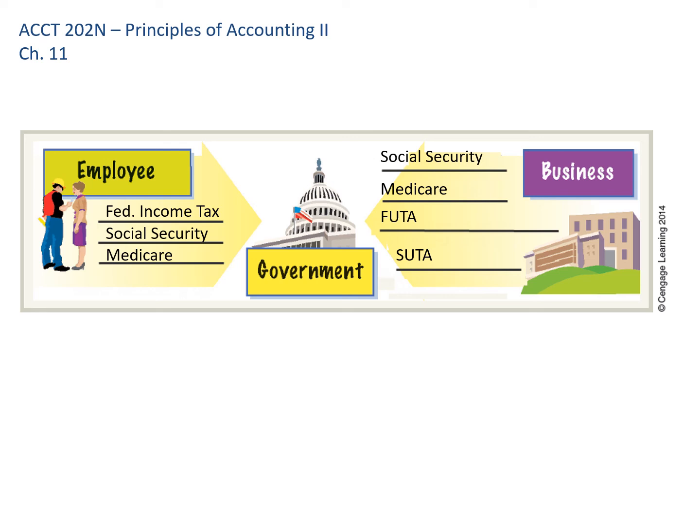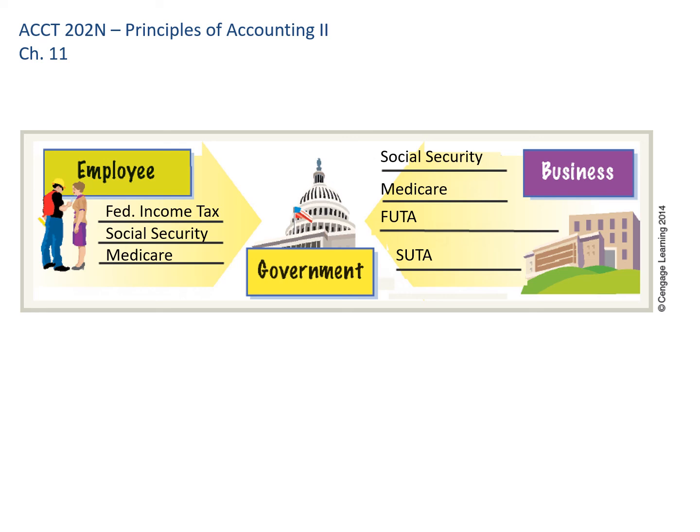They have to match whatever is taken out of the employee's check for Social Security. So the employee pays 6%, the business also pays another 6%. The same thing with Medicare. We deduct 1.5% from the employee's check. The business matches that 1.5%.